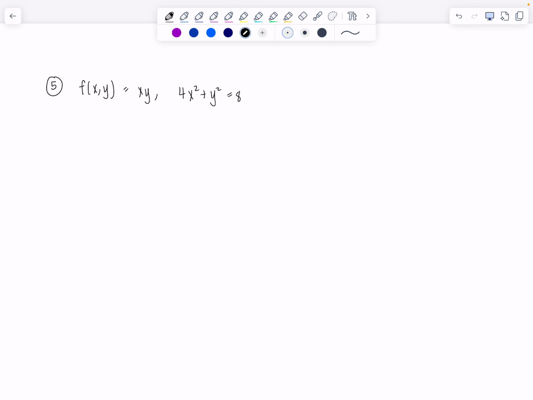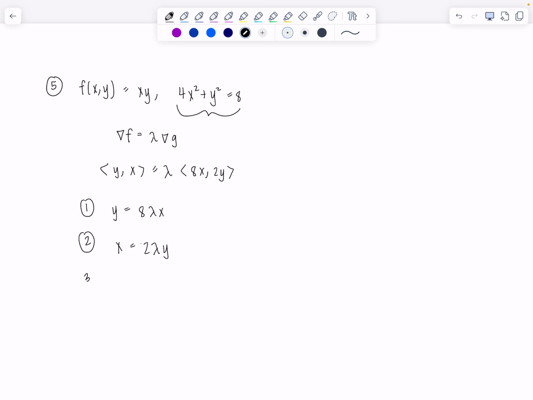Okay, my bad, sorry. So then start off, this is our g of x, y, right? So gradient of f equals lambda gradient of g. So gradient, what did you get? I got y, x equals lambda times 8x, 2y. Beautiful. So equation 1 is y equals 8 lambda x. Equation 2, x equals 2 lambda y. And then what's the third equation? 4x squared plus y squared equals 8. Good.